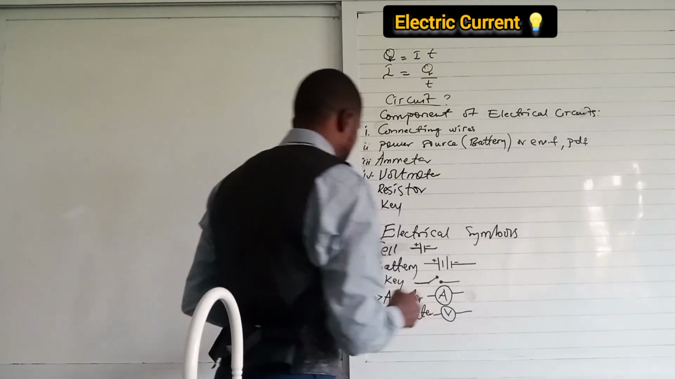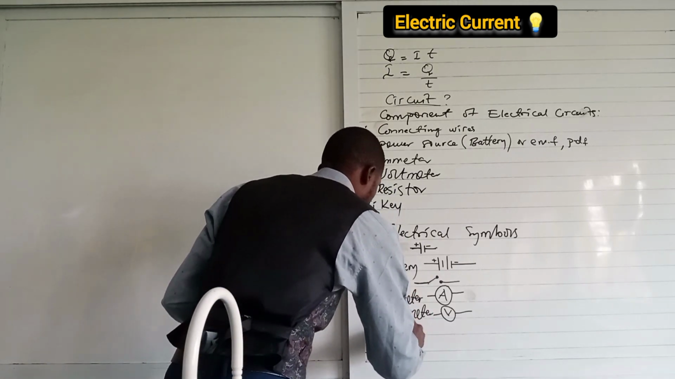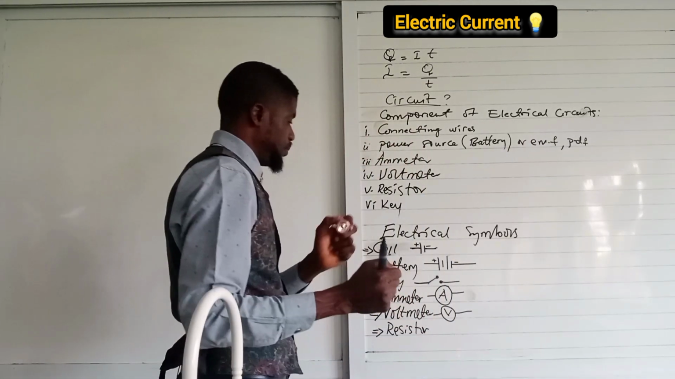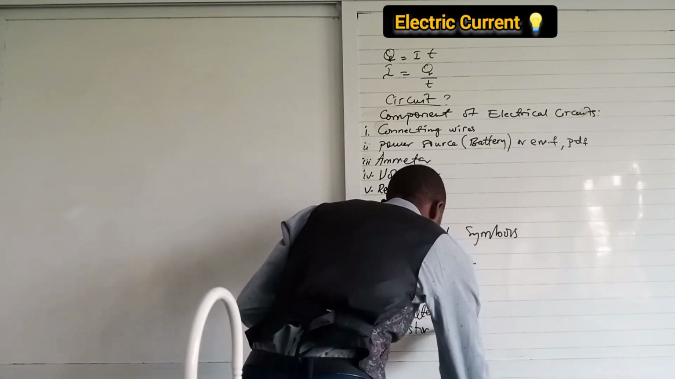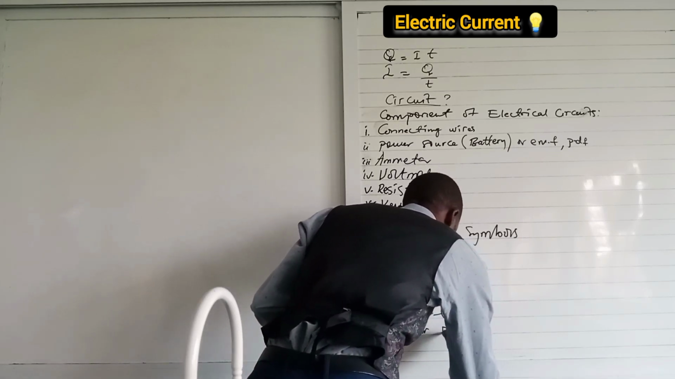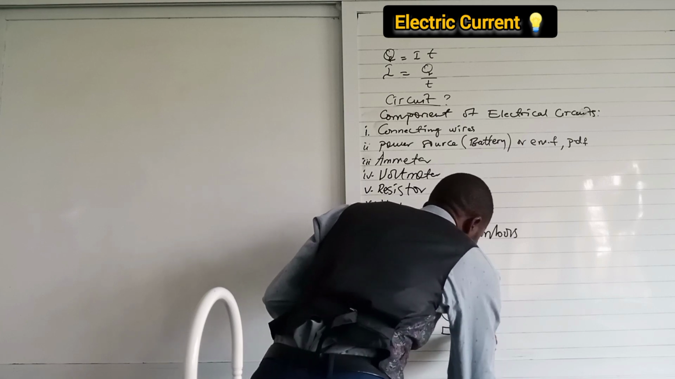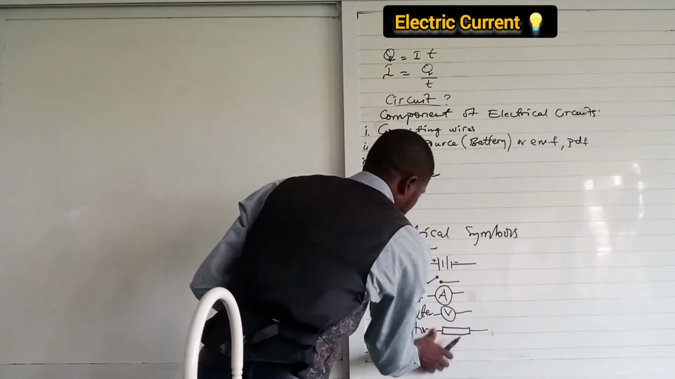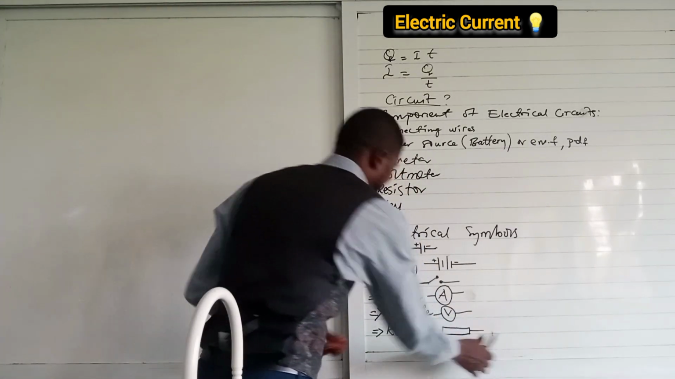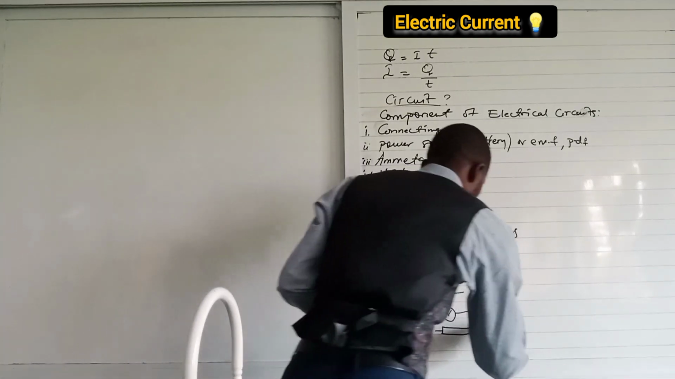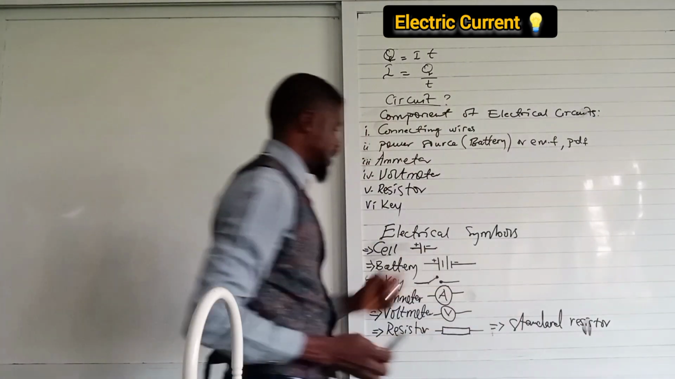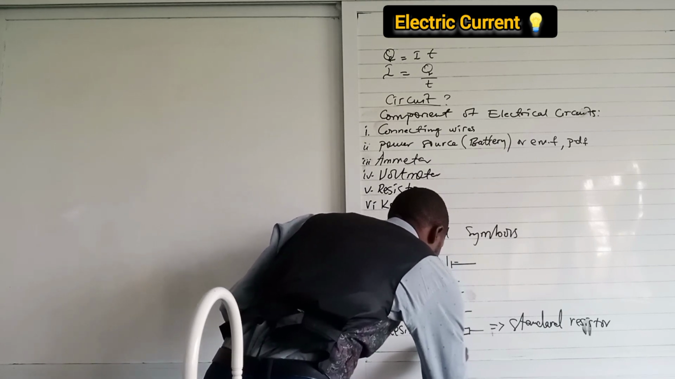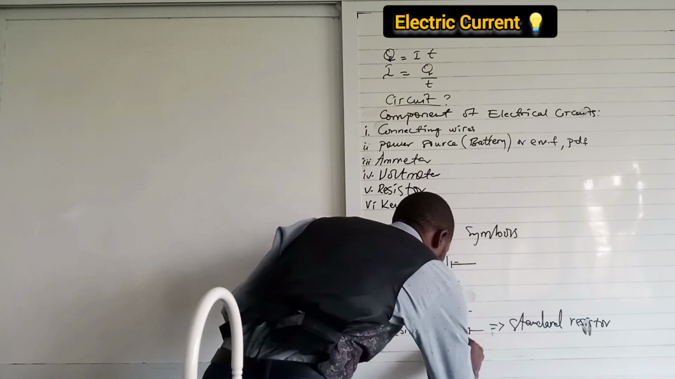Next one is the resistor. How do we represent the resistor? The electrical resistor or resistance has two representations. One, a rectangular shape with two lines on both sides. Whenever you see something like this, it is just for the standard resistor. So when you see something like this, it's also for the standard resistor.